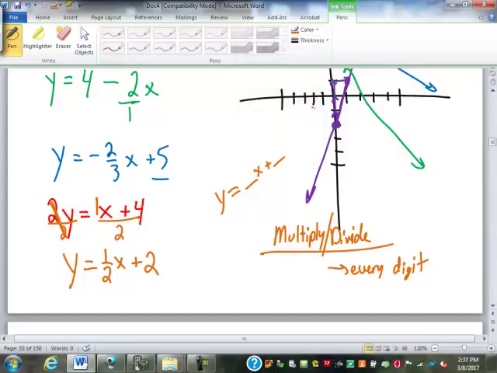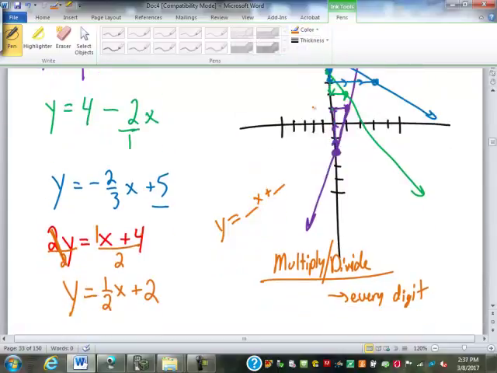So now I go to graph that. I'm going to start at positive 2. And from there, my slope tells me to go up 1 over 2, right?